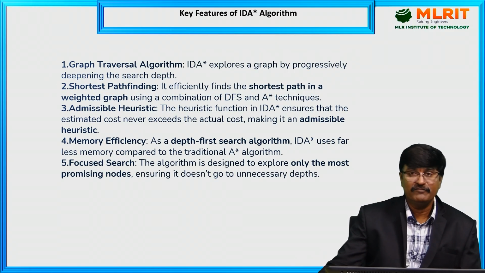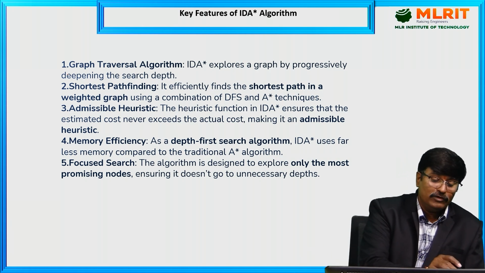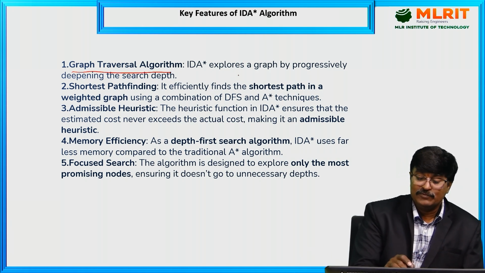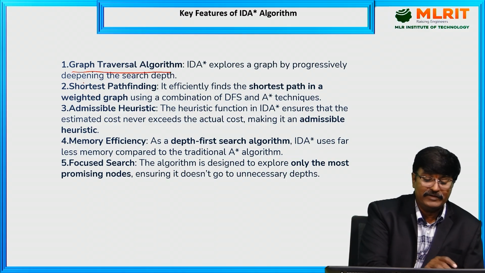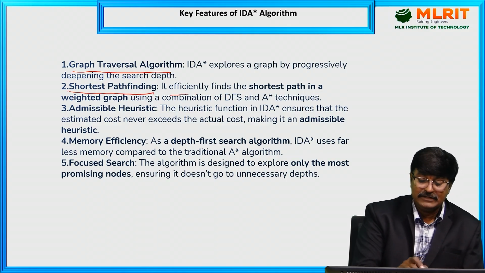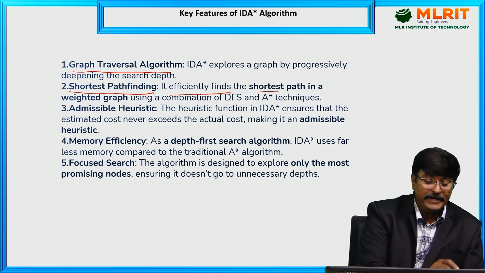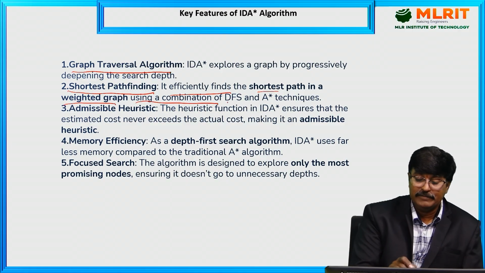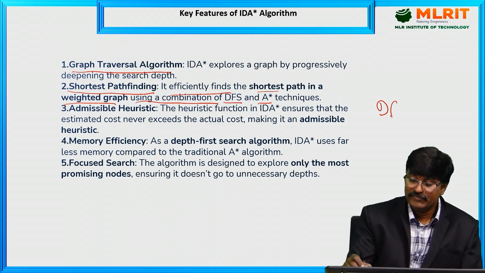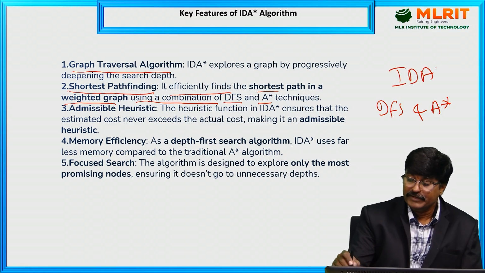Then what are the key features of the IDA-star algorithm? It is also a graph traversal algorithm. It explores a graph by progressively deepening the search depth. And it is shortest path finding. It efficiently finds the shortest path in a weighted graph using a combination of DFS, depth first search, and A-star, both combined. The iterative deepening A-star algorithm is nothing but these two combinations.